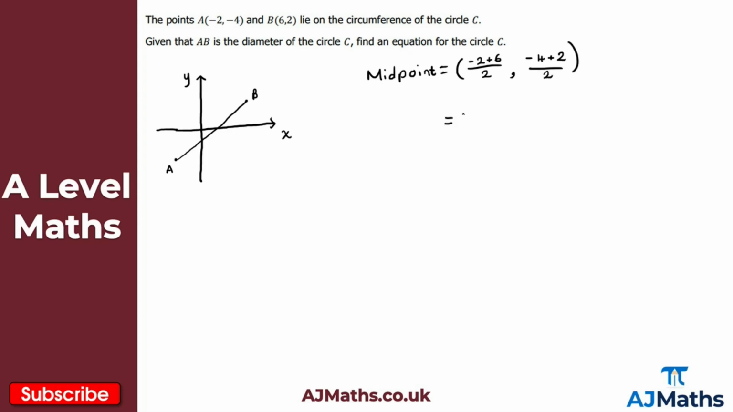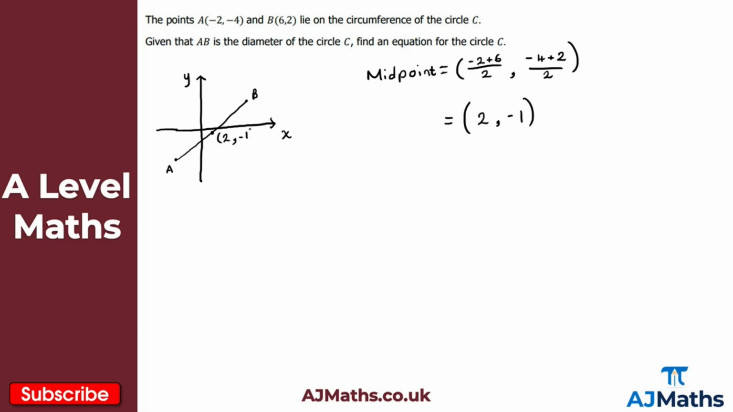So in this case, what would we get? 6 minus 2 is 4. Divide that by 2, I'm going to get 2. And do the same here. -4 plus 2 is the same as 2 minus 4, so I get -2. Divide that by 2, I'm going to get -1. So what I can see then is my midpoint is (2, -1). So let's just say that's there. Obviously my sketch isn't perfect, but you get the idea.